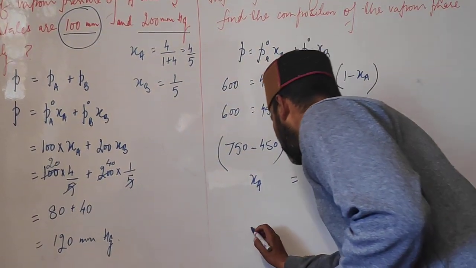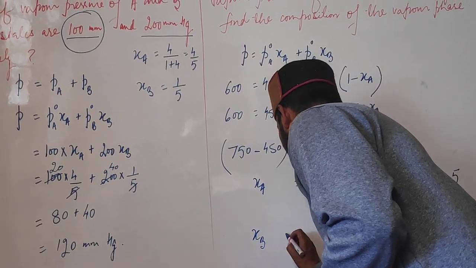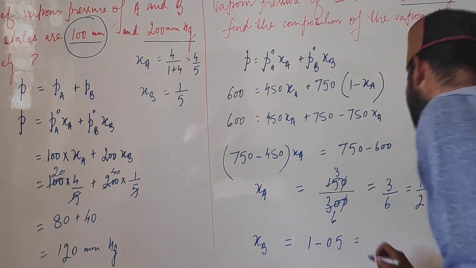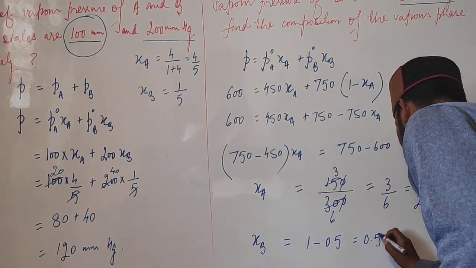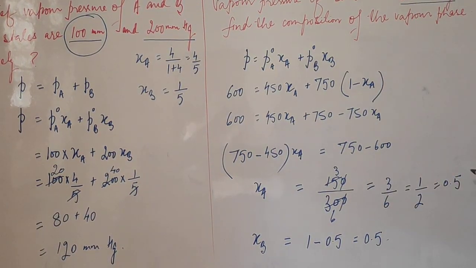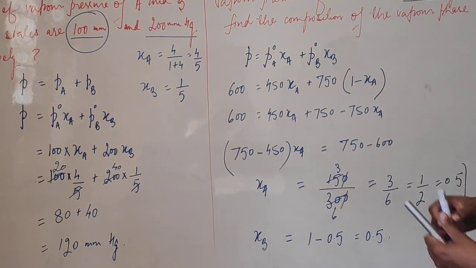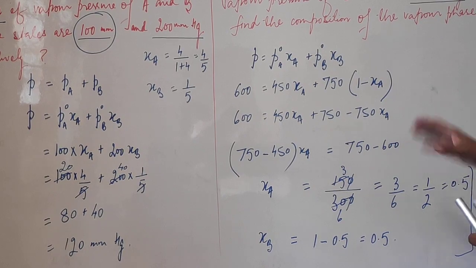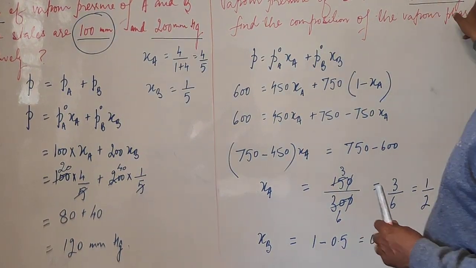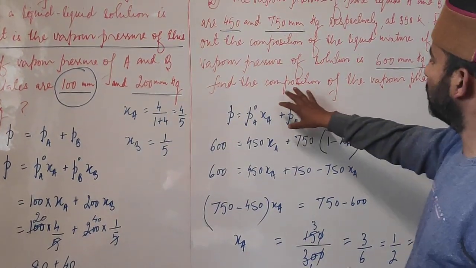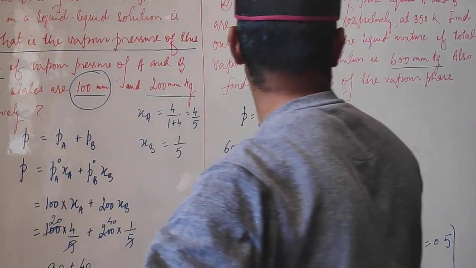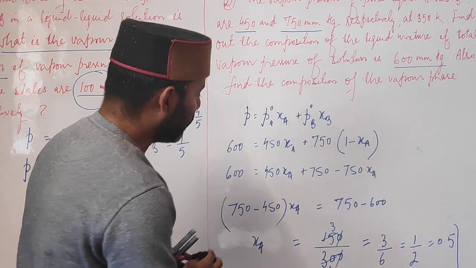So therefore, what will be the mole fraction of the second component? It will be 1 minus 0.5, so students, it is 0.5. So we have mole fractions of A and B in the solution as 0.5 each. Now students, we have the second part: find out the composition of the vapor phase. Now we need to calculate the composition in the vapor phase.